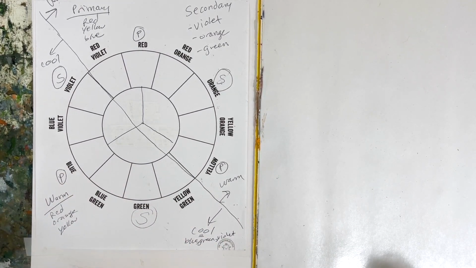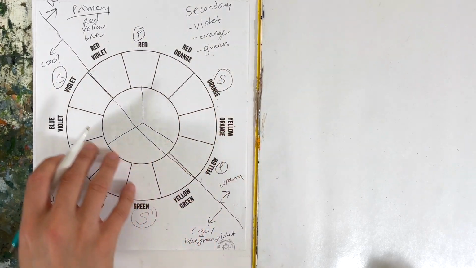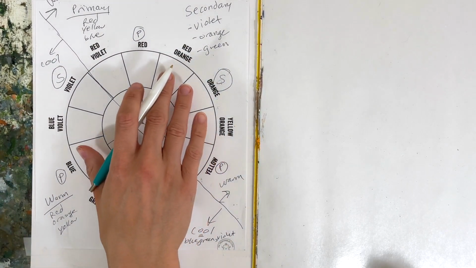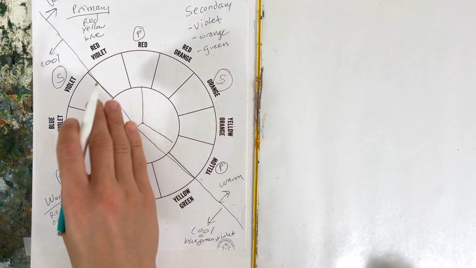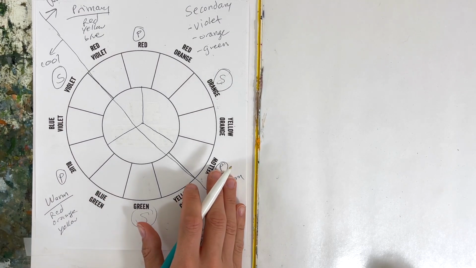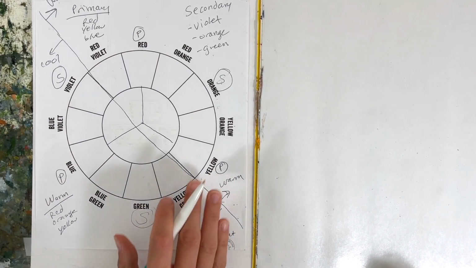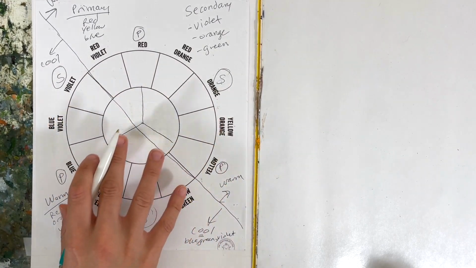Now to make things even more complicated, we have warm and cool versions of every color in this color wheel. So we have red, we have a cool red and we have a warm red. We can have a warm blue and a cool blue. We can have a warm yellow and a cooler yellow. All of these colors have a warm and cool variation of them.